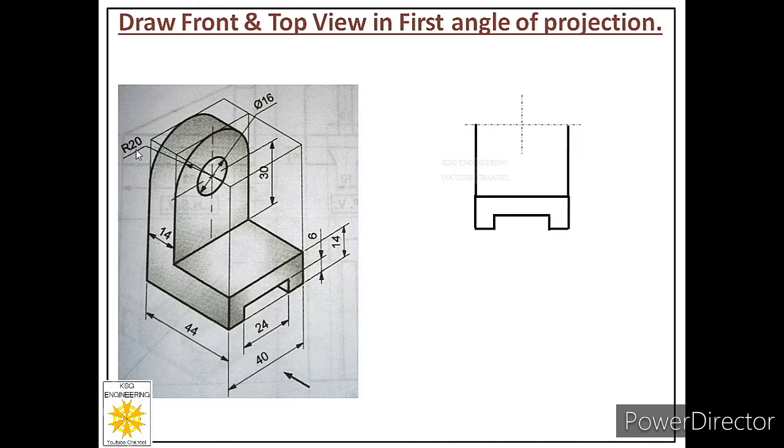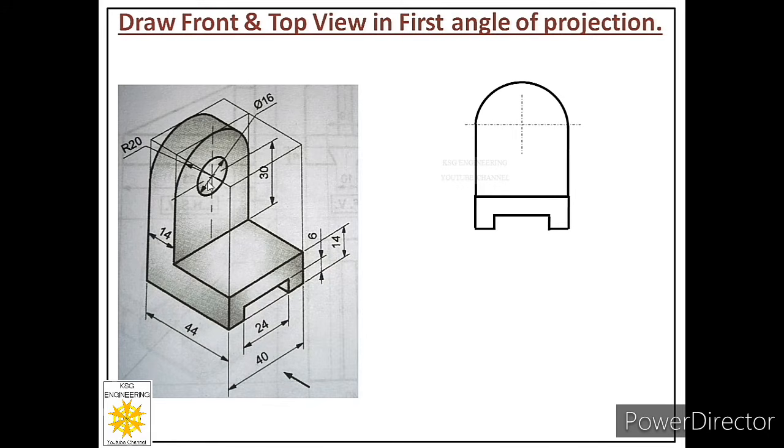Now the radius of that curve is 20 millimeters. So we will put our compass at this center, and we will open the compass to this radius, that is 20 millimeters, and we will construct a curve with the help of the compass. So we are ready with the drawing of face 2.